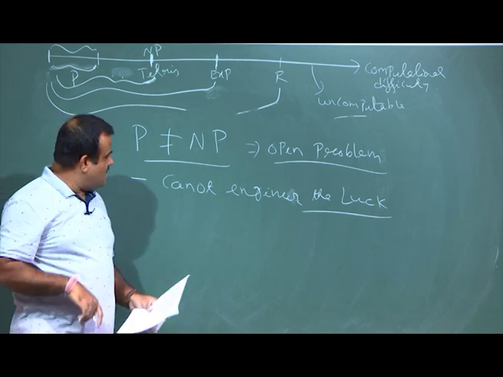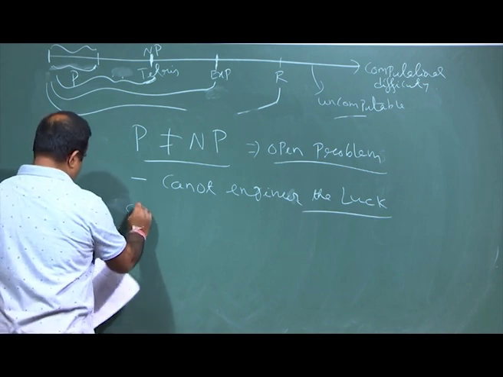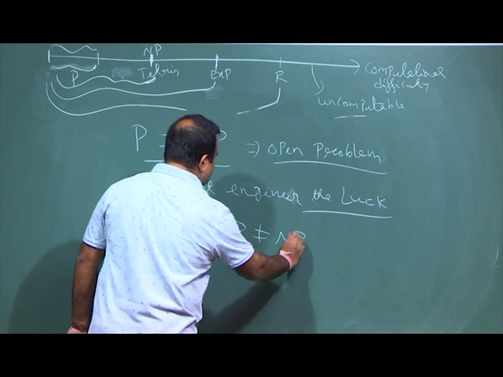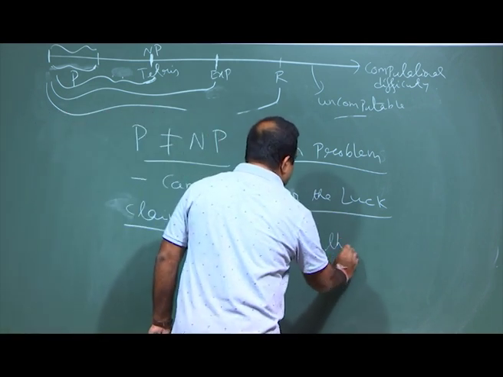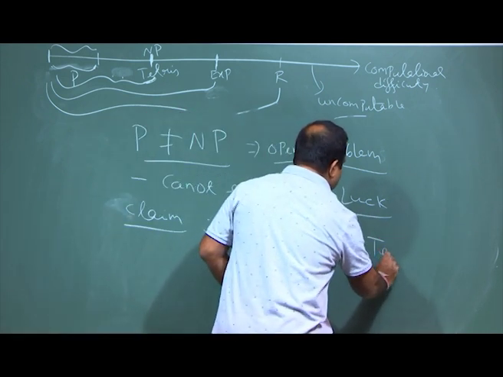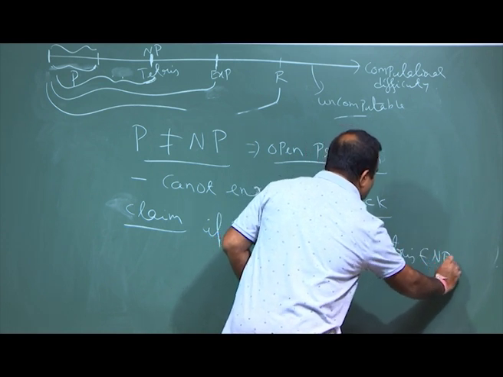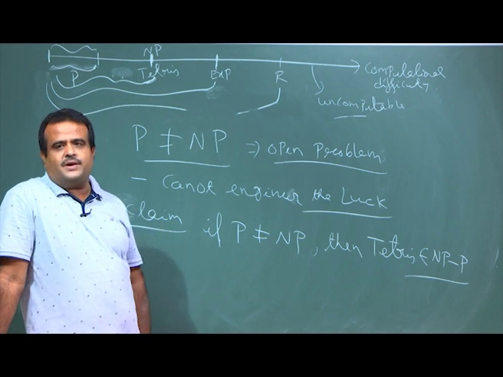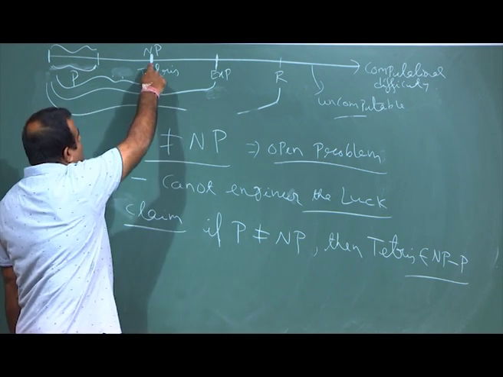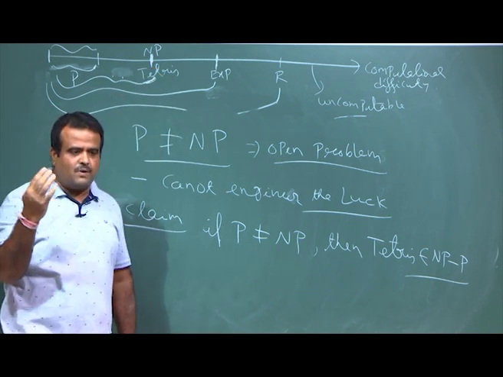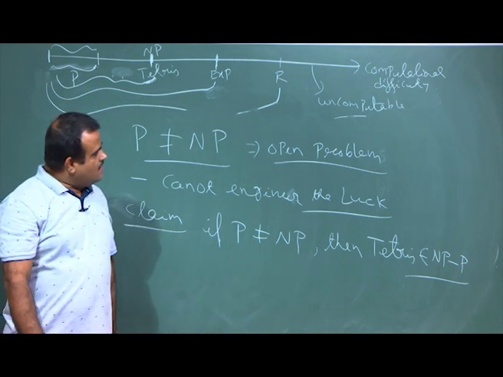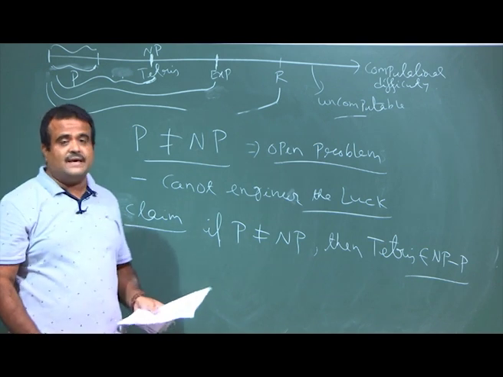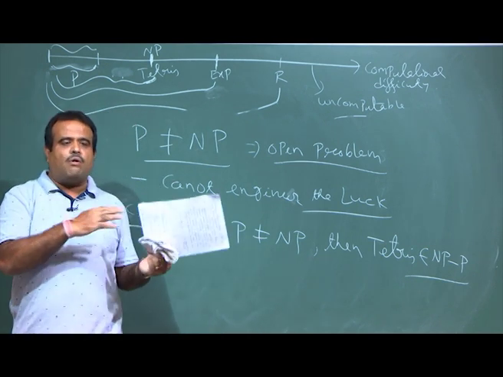Now our claim is: if P is not equal to NP, then Tetris belongs to NP minus P. So, Tetris is the hardest problem in NP. This is why Tetris is called NP-hard, as hard as every NP problem. It is the hardest problem among all NP problems.